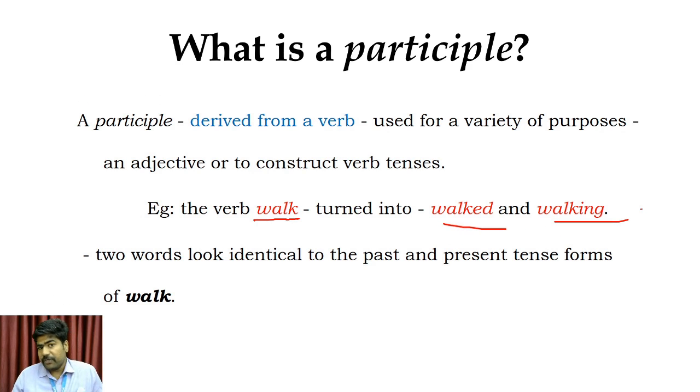Here, there are two types of participle. One is past participle and another one is present participle. Here, walked, the verb ending with ed, is a past participle, and the verb ending with ing is a present participle. Here, these two words are the same verb. It changed into the participles.